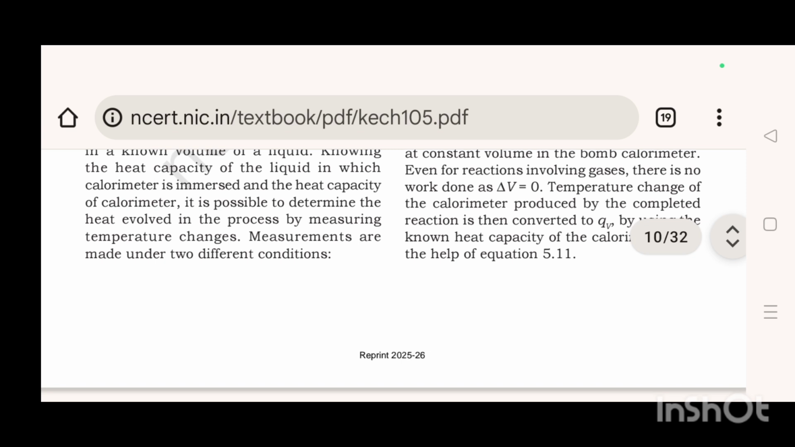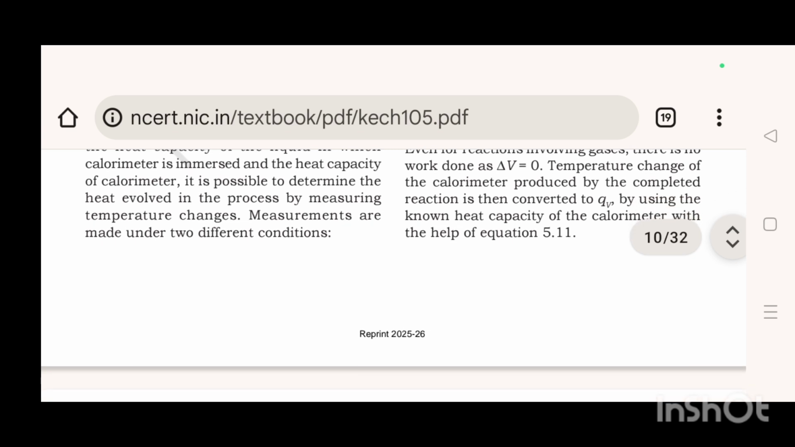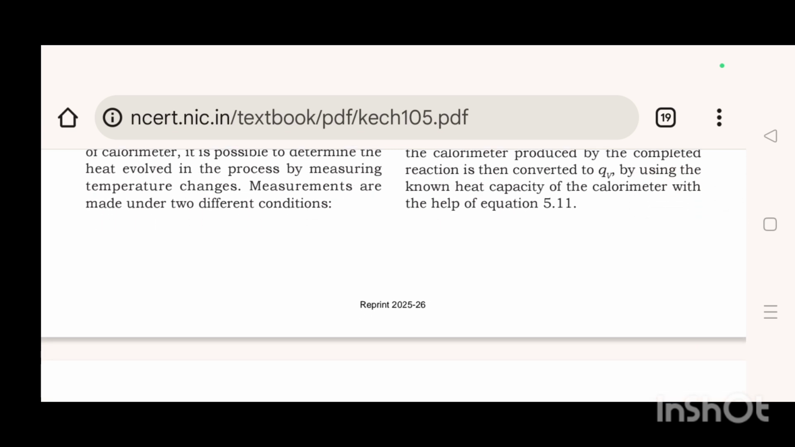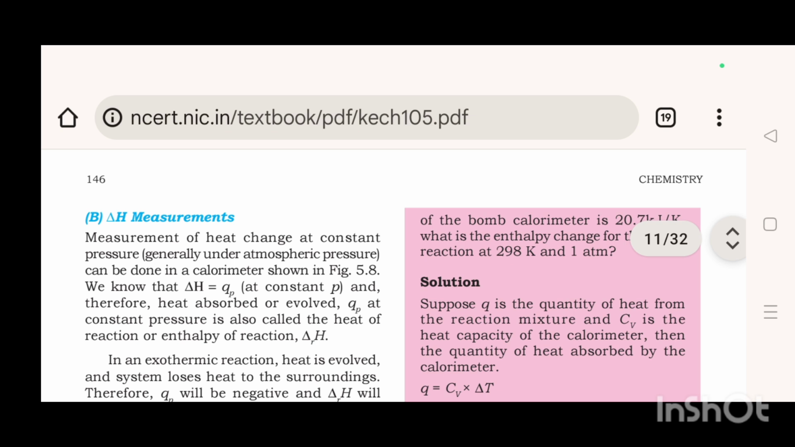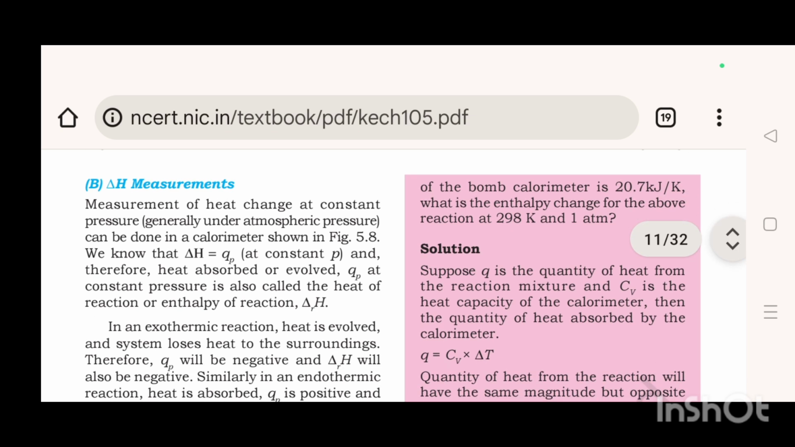Temperature changes in the calorimeter produced by the completed reaction are converted to qV by using the known heat capacity of the calorimeter. Delta H measurement: measurement of heat changes at constant pressure. Measurement of heat change at constant pressure can be done in a calorimeter.